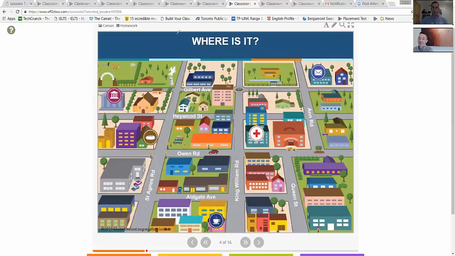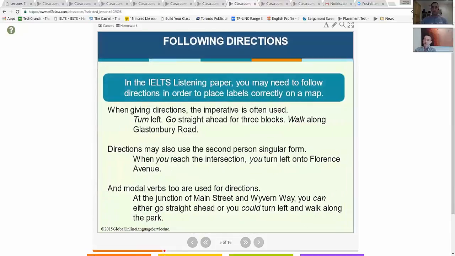This is, again, very easy if you're in an online situation, or if you haven't, draw your own maps or come on and have a look at ours. You might be happy to use something like this. Go through the language about following directions. We either use the imperative. We can also use the second person singular form. When you've done this, do this afterwards, you will find here. And of course, modal verbs are quite common.